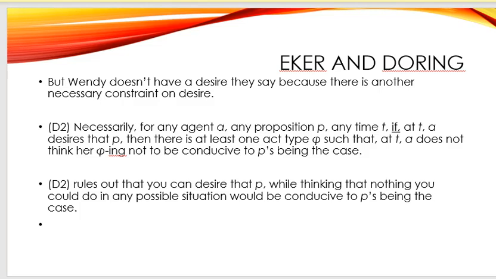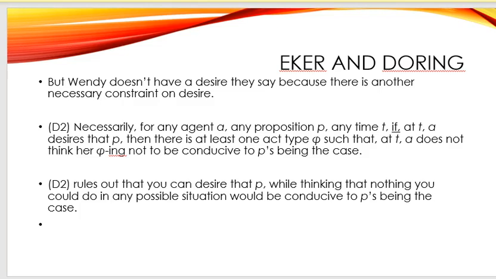And D2 goes something like this. For any agent A, any proposition P, any time T, if at T A desires that P, then there is at least one act type phi such that at T A does not think her phi-ing not to be conducive to P's being the case. So D2 rules out that you can desire that P while thinking that there's nothing you could do in any possible situation that would be conducive to P's being the case.